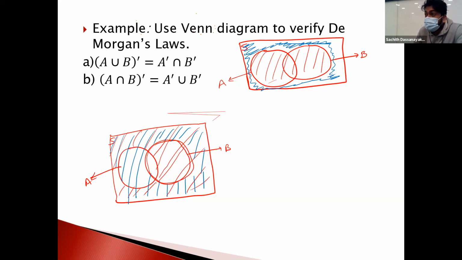So it says intersection, and. So what is the area that is colored using red and blue both? Outside, right? Whatever is outside this part. See? Okay, so they are the same, right? So simply by using a Venn diagram, you can prove this De Morgan law.